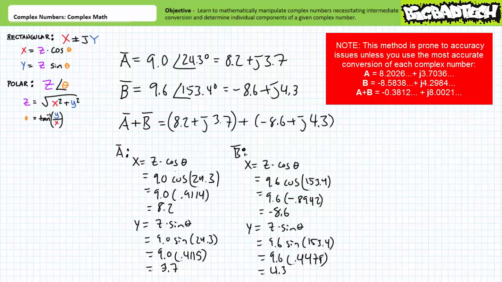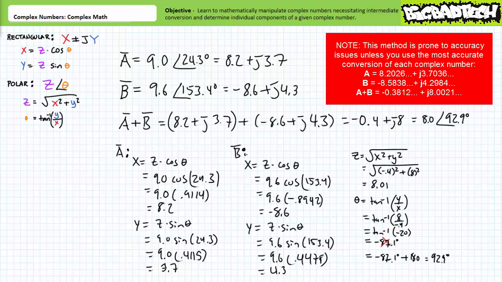With both complex numbers expressed in rectangular format, we are now free to add A and B together, keeping the real with the real and the imaginary with the imaginary. Doing so, we arrive at an answer negative 0.4 plus j 8. If we needed to express this answer in polar, we could do so with another conversion. Doing so yields 8.0 at an angle of 92.9 degrees. Note these rectangular coordinates place us in the second quadrant, and we should anticipate an angle between positive 90 and 180 degrees, and necessitates active intervention on our part for the inverse tangent function.